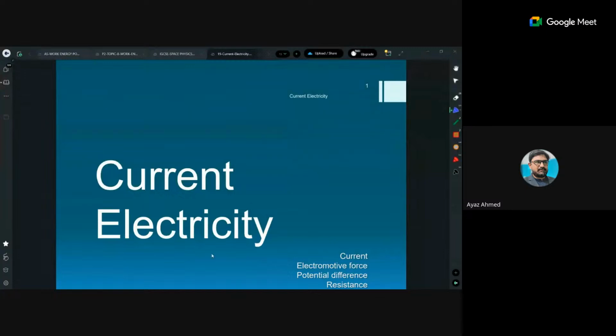Moving towards the topic. Bismillah Rahman Rahim. What we are going to discuss today is current electricity. Actually, this is a huge topic, and there are so many questions coming from it. So I believe that you people would take special care of this topic, and especially this is the topic of IGCSE, which consists of a lot of calculations.